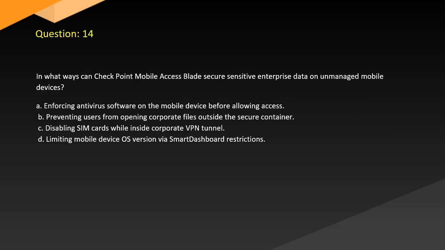Question 14. In what ways can Check Point Mobile Access Blade secure sensitive enterprise data on unmanaged mobile devices? A. Enforcing antivirus software on the mobile device before allowing access. B. Preventing users from opening corporate files outside the secure container. C. Disabling SIM cards while inside corporate VPN tunnel. D. Limiting mobile device OS version via SmartDashboard restrictions.